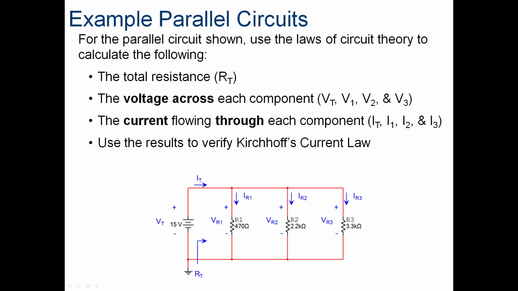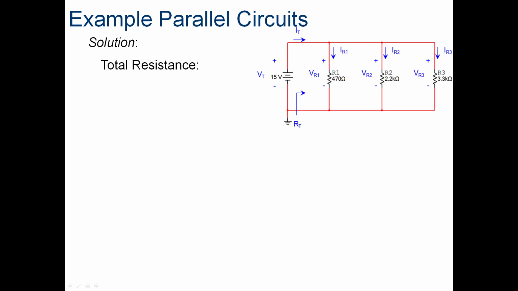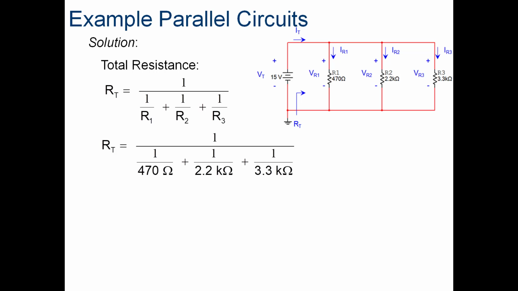Okay, let's do a parallel circuit. Same strategy: find the total resistance, find the voltage across each element, find the current flowing through each component, and then verify. So first, the total resistance. What I need to do is to use my formula for my total resistance. RT is 1 over 1 over R1 plus 1 over R2 plus 1 over R3. I insert my numbers and solve.